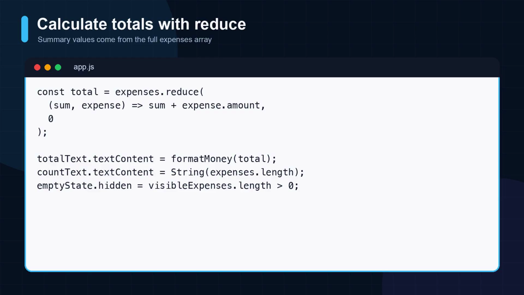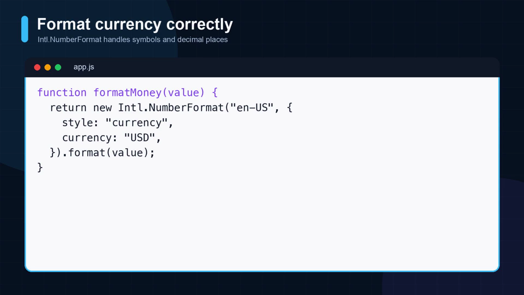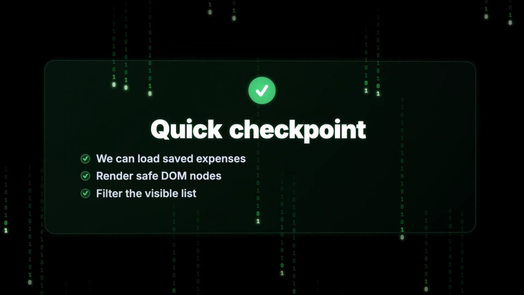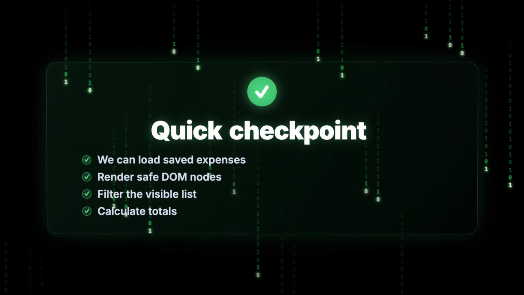Use reduce to add every amount into one total. The count comes from the array length. The empty state is visible only when the current filtered list has no entries. Use Intl.NumberFormat instead of manually adding a dollar sign. It consistently formats currency and decimal places, and you can change the locale or currency later. At this checkpoint, the app can load data, build safe DOM nodes, filter the list, and calculate the summary.